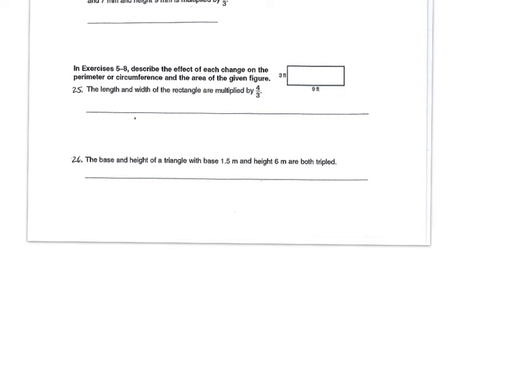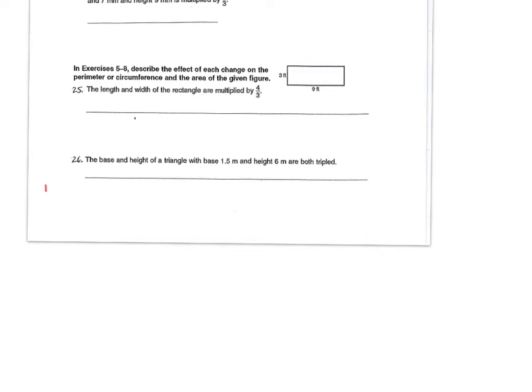Now for number 26. Okay, number 26, they're saying the base and the height of the triangle with base 1.5 and height of 6. So they're both changing, okay, and are both tripled. So first of all, I need to get the original perimeter, and this is a triangle. So I need to get the perimeter of the triangle.